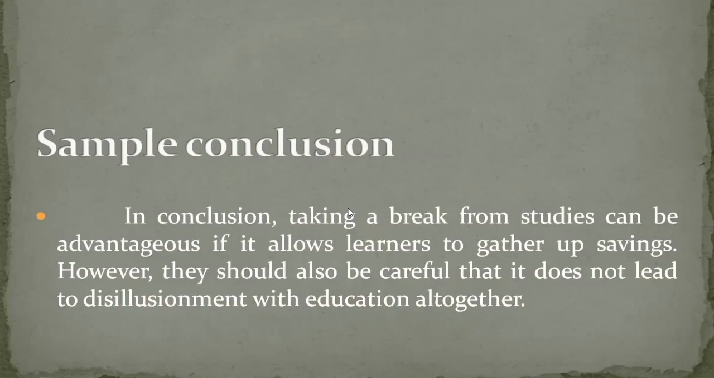So in conclusion, taking a break from studies can be advantageous. Advantageous means useful if it allows learners to gather up savings. However, they should also be careful that it doesn't lead, if you have should, that means you're providing advice, that it doesn't lead to disillusionment. Disillusionment means losing interest with education altogether. Altogether means completely. So you have a bit of a summary plus a piece of advice.